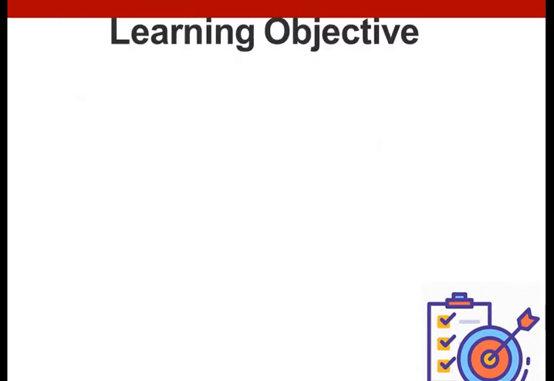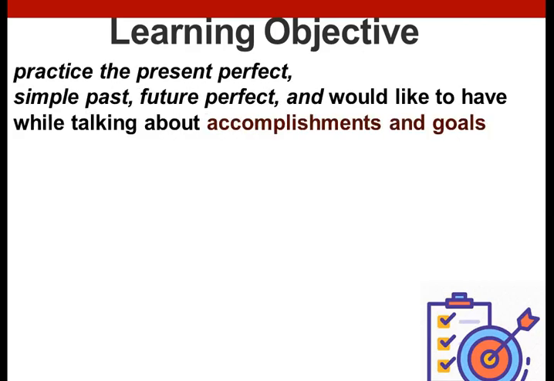The learning objective of this video is to practice the present perfect, simple past, future perfect, and would like to have while talking about accomplishments and goals. But first, let's try to identify what accomplishments and what goals are.